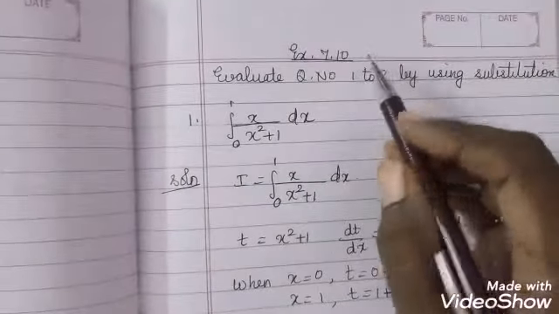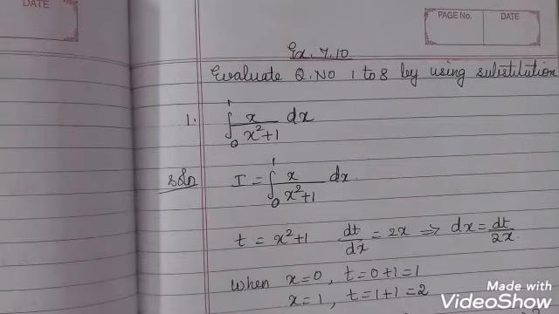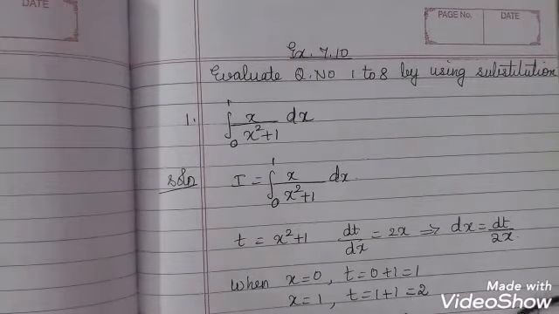So here in this video we'll start with exercise 7.10. That's nothing but the 10th exercise under your chapter 7 integration. Here in this case we are going to evaluate by the method of substitution only, but it's going to be a definite integral. That's the only difference you have under this exercise.